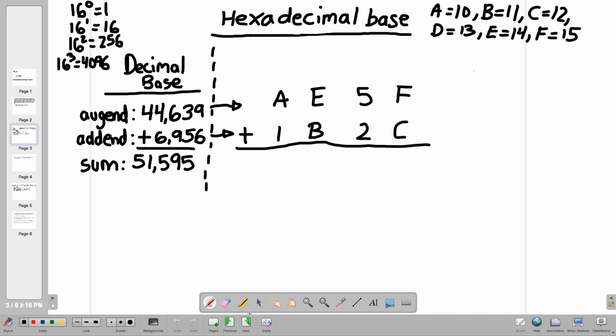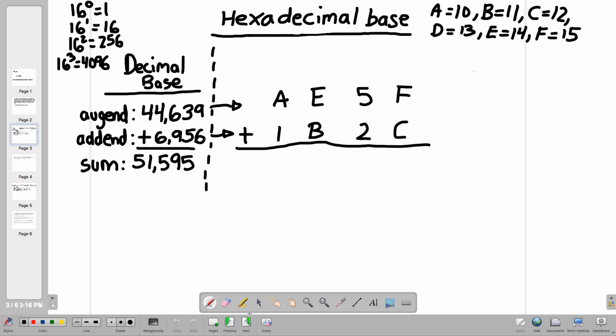Over to the right, we have a hexadecimal representation of these numbers. So 44,639 is represented as AE5F, and the value 6,956 is represented as 1B2C. I have some notes up at the top.